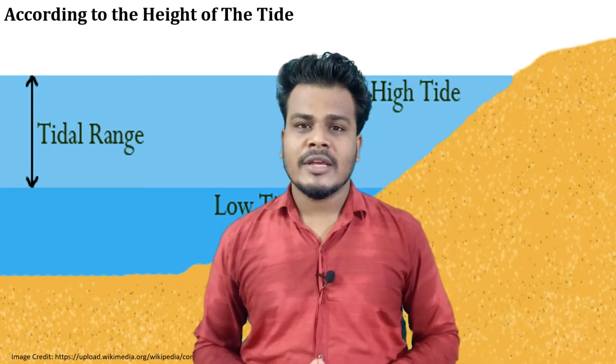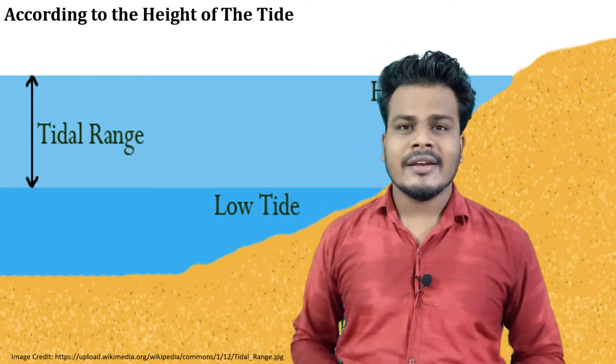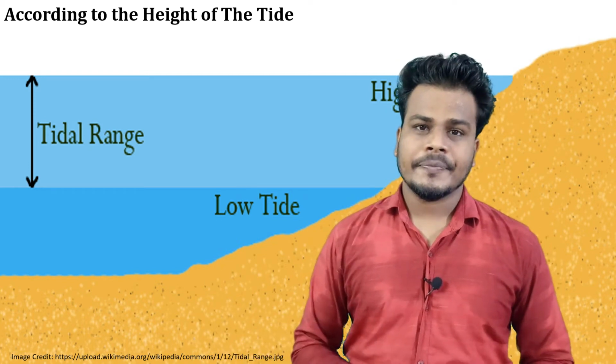We also have something called tidal range. What is this tidal range? Tidal range is the difference between this high tide and low tide.